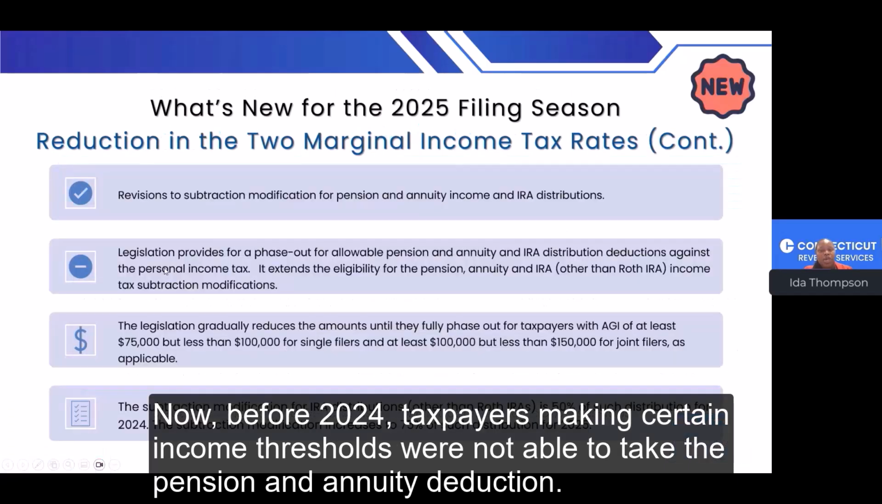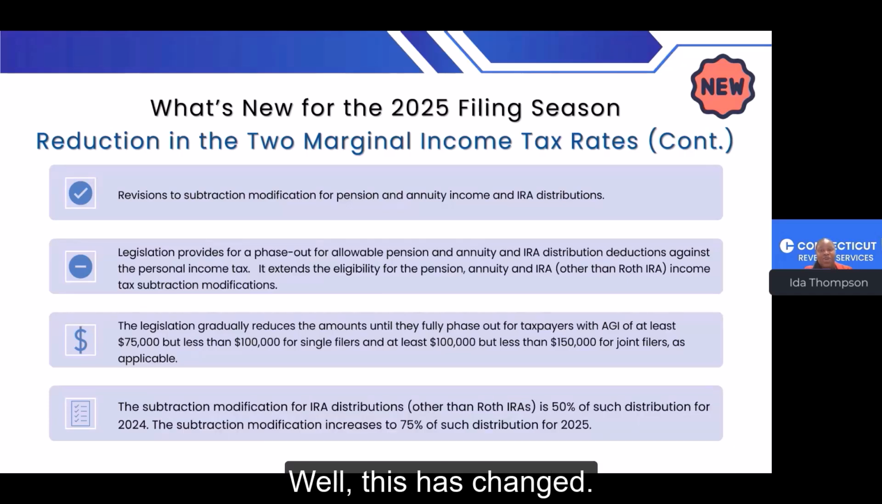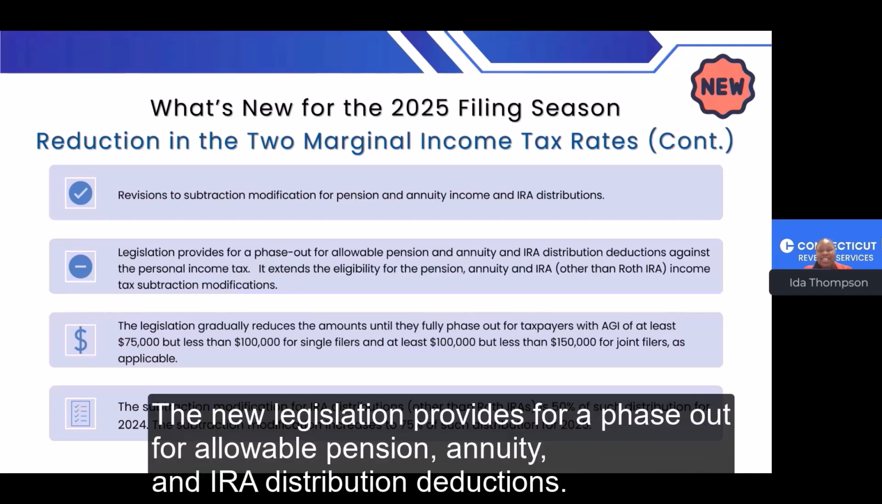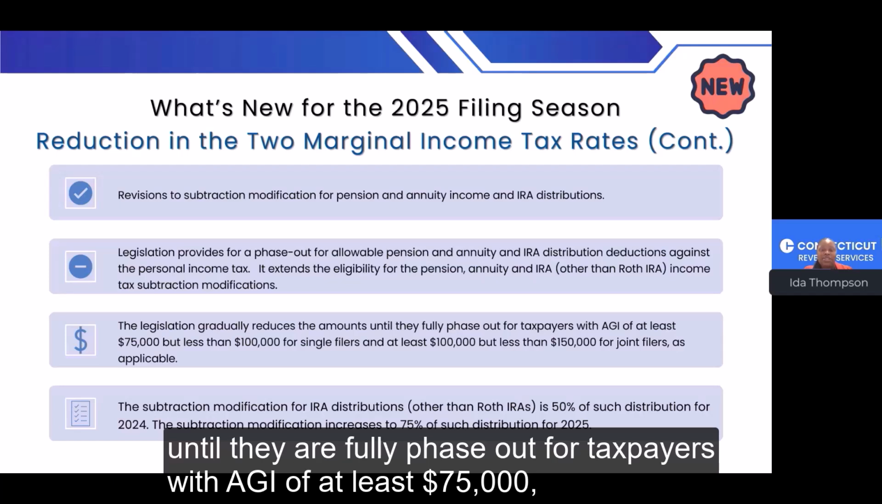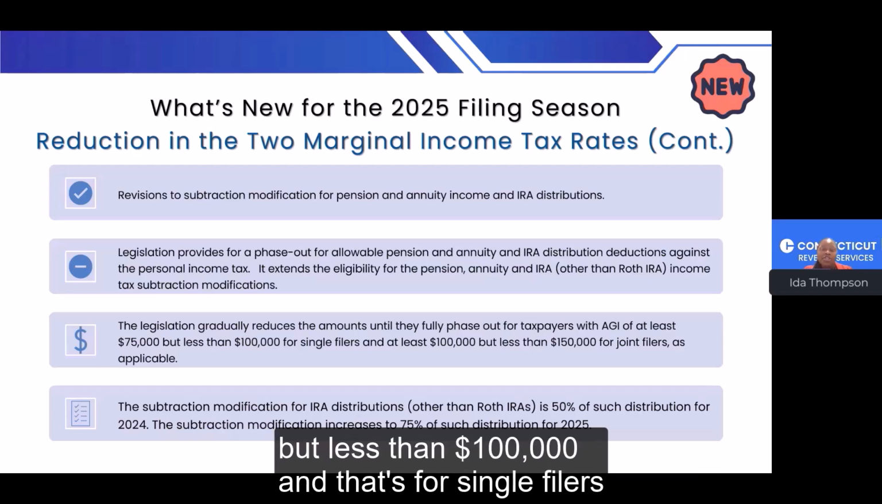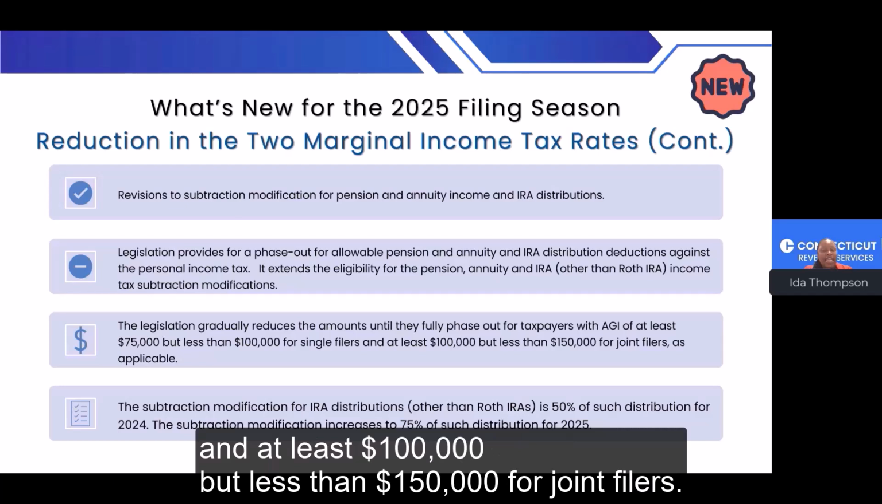Now, before 2024, taxpayers making certain income threshold were not able to take the pension and annuity deduction. Well, this has changed. We have good news for those taxpayers. The new legislation provides for a phase out for allowable pension, annuity, and IRA distribution deduction. The legislation gradually reduces the amount until they fully phase out for taxpayers with AGI of at least $75,000, but less than $100,000, and that's for single filers, and at least $100,000, but less than $150,000 for joint filers.